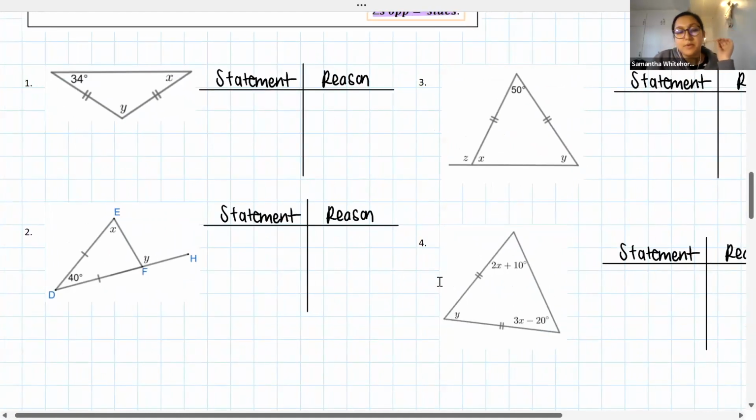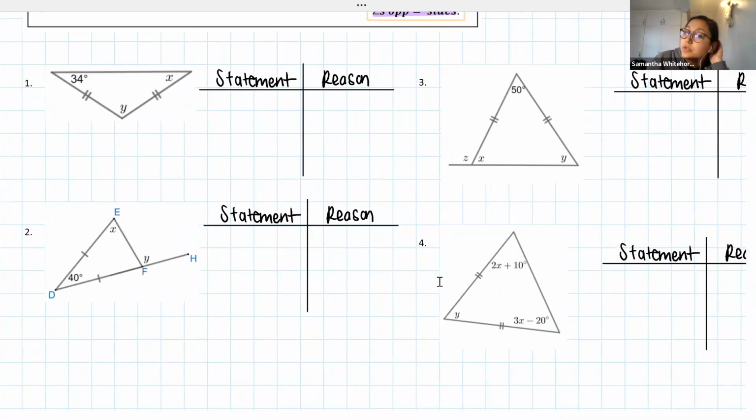So guys, remember your reasons. We just went through all the reasons that we know, and you can also use any of your straight line reasons as well. That's absolutely fine.